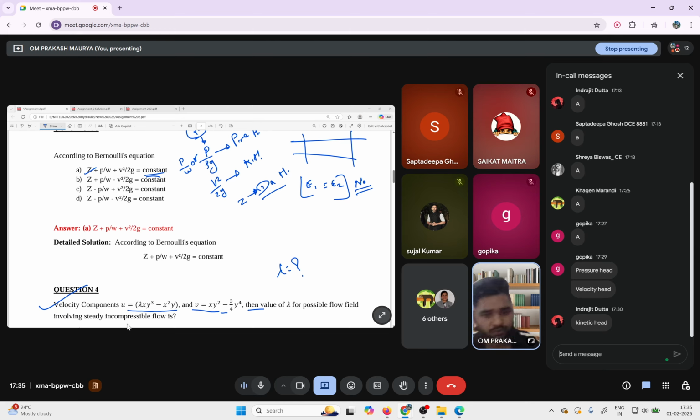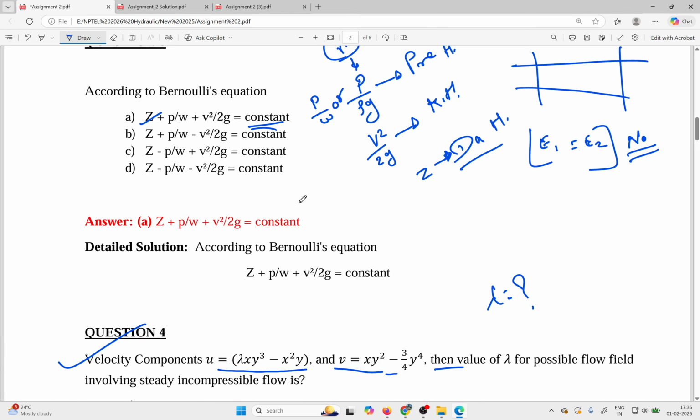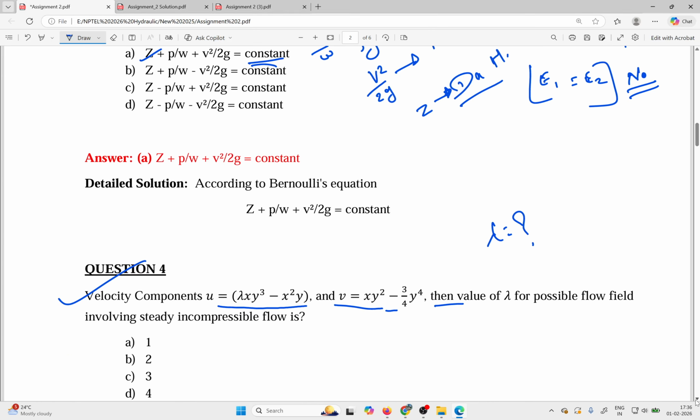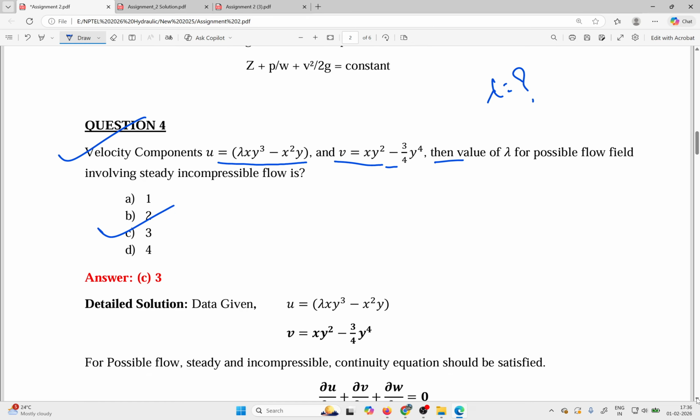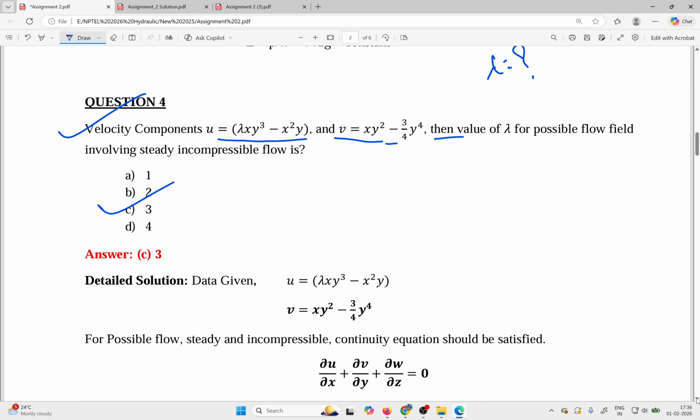Okay, so let me just show you. The option will be 3, that is option C will be correct. And how is it correct? The solution is given here. Same as the continuity equation I was telling. Here we will not take the W component because the W component of the velocity is not given. This equation is written for 3-dimensional, but here we have a 2-dimensional flow.